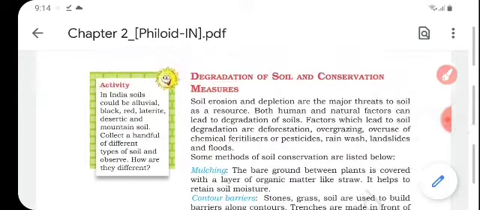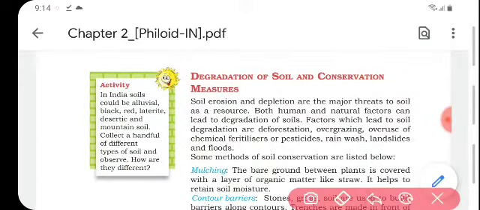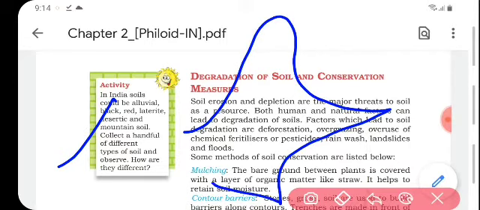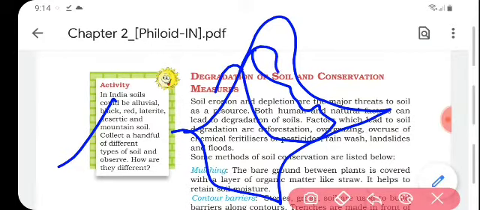Before that, we will just read one activity which is given for you. In India, soil could be alluvial, black, red, laterite, desertic and mountain soil. Collect a handful of different types of soil and observe how they are different. If we talk about the distribution of soil in India, this is the map of India. The Ganga Brahmaputra region has the alluvial soil.